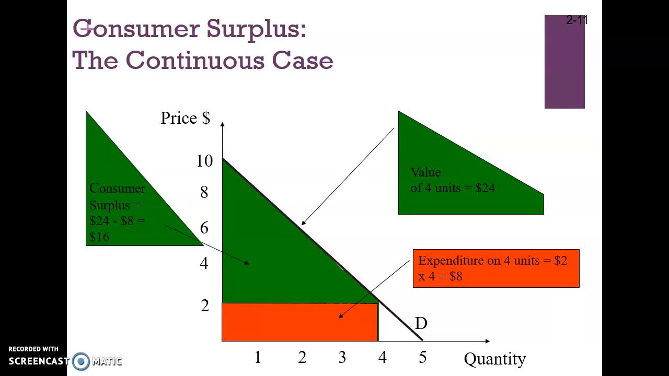$16. Half into length was equal to 8. 8 into 0.5 is equal to 4, and 4 into 4 is equal to 16. So this whole area is equal to 16. As all the points on this demand curve represent the willingness to pay of the customers, and this too represents the price which they actually pay. Now the area below the demand curve and above the price represents the consumer surplus.